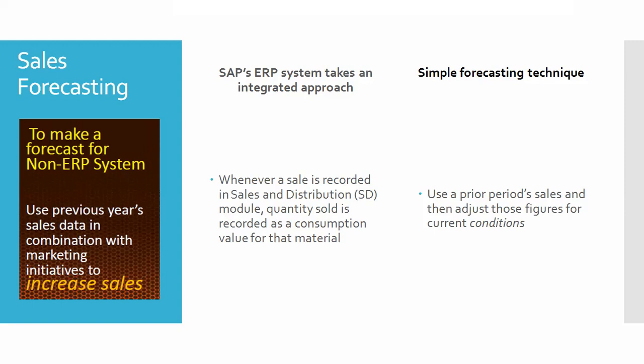Whenever a sale is recorded in the sales and distribution module, the quantity sold is recorded as a consumption value of that material. So you need to have the consumption and the quantity recorded for that material, and it is used as a prior period sales figure and adjusted to those figures for current conditions.